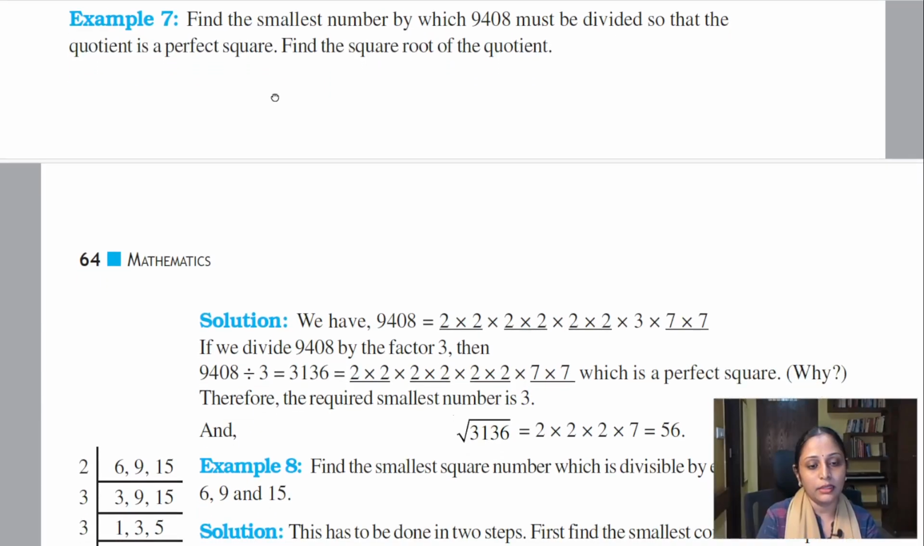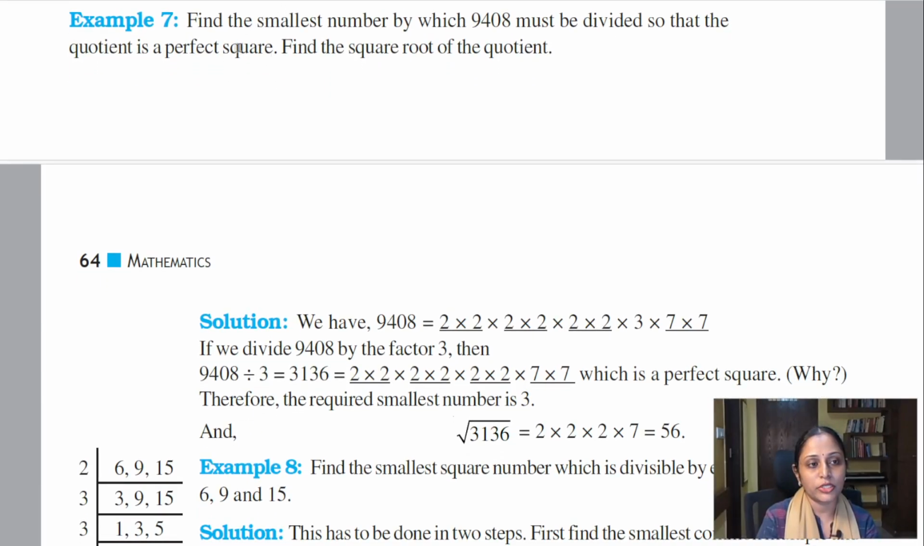Next, another way of asking a question is: what is the smallest number by which 9408, the given number, must be divided so that it becomes a perfect square, so that the quotient becomes a perfect square? Here, instead of multiplying with the unpaired number, again 3 is the prime factor which is not paired. Here we are going to divide the given number by 3. That is, you simply take this off.